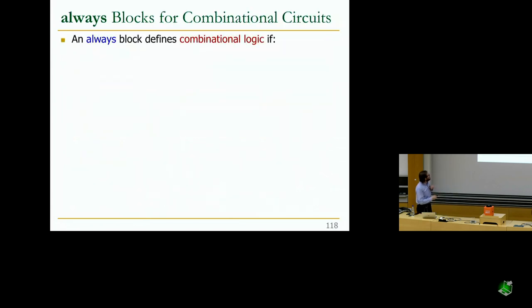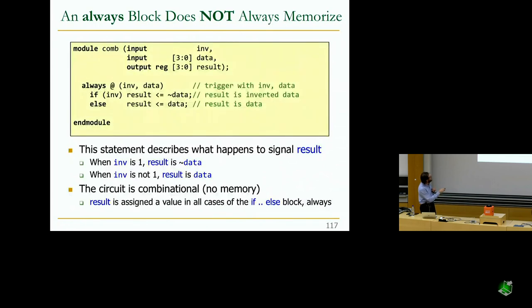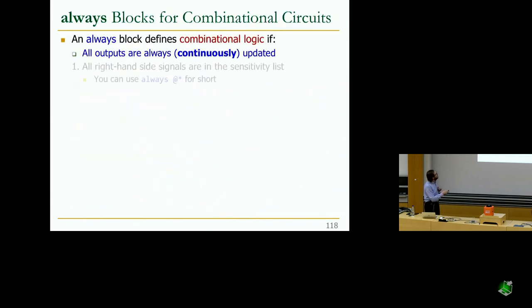Okay, so this always block defines combinational logic if all outputs are always continuously updated. That's the definition of combinational logic. All outputs are always continuously updated. You don't remember anything. Well, what does this mean? All right-hand side signals are in the sensitivity list. Well, in this case, that's true. And you can actually use always at asterisk for short. Basically, always do this statement, regardless of whatever. Not at the positive edge of clock, all the time you execute the statement.